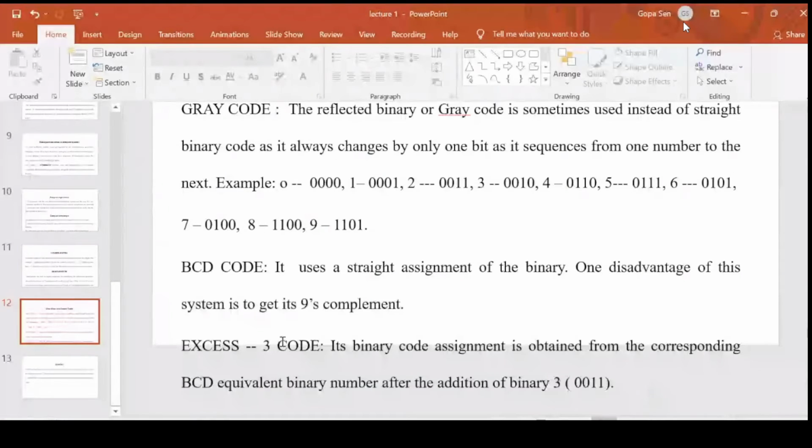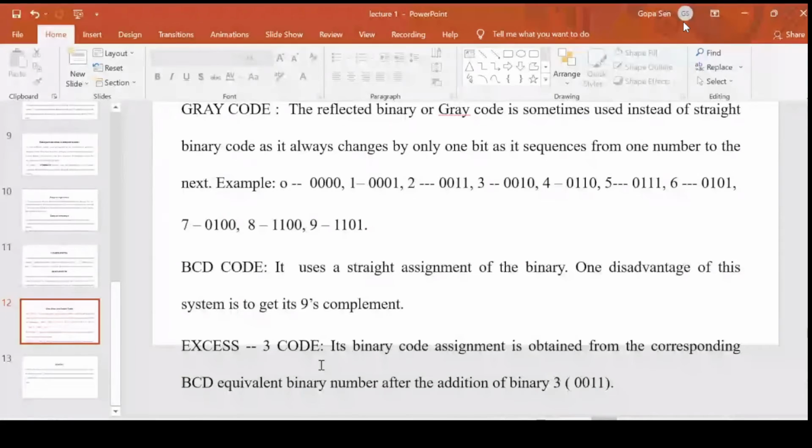So only by adding these 3, that means 0011, 3 is represented in the binary format like this, 0011. So that will be added to each BCD number and then represented in the excess 3 code. Now you can have a question why this excess 3 code or excess 5 code is used. We will discuss it later on and you will find its application also.